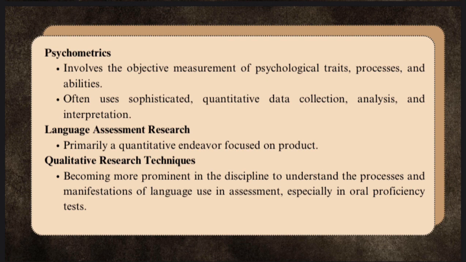Psychometrics uses quantitative methods to measure traits like language ability, while qualitative techniques help understand how language is used in real testing situations. For example, a speaking test might use scores, which we call psychometrics, and also analyze recorded conversations, which is qualitative, to assess a student's oral proficiency.